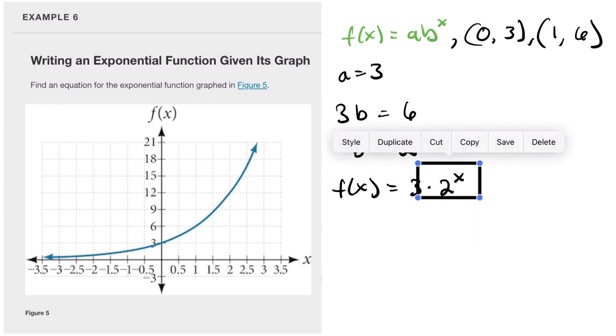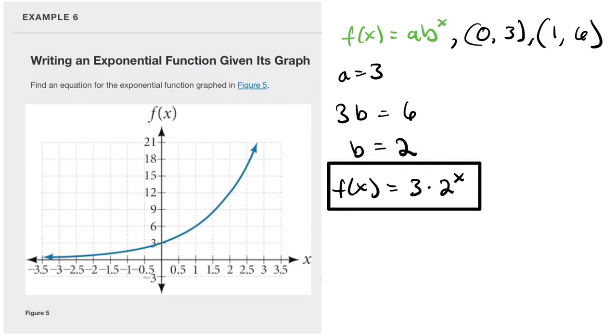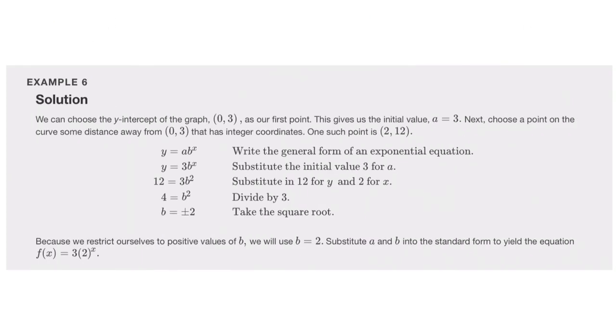And again, we can check. When x is 0, we get 3. When x is 1, we get 6. That's 3 times 2 is 6. I think that's pretty good. Oh, they use 2 to the x as well. We got the same thing.